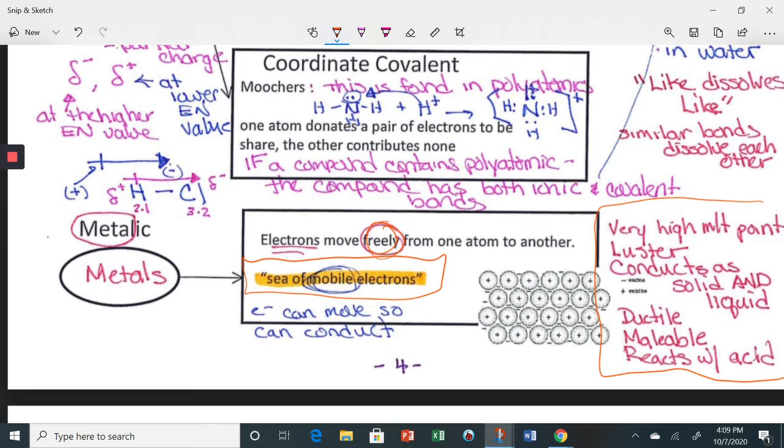You can pound them into shape, that's malleable. Wow, that's great for making a pan because you can pound it into the shape of whatever container you want to cook with. You want a wok, you pound it into a wok. You want a baking tray, you pound it into the baking tray. It can be drawn into a wire. Most of your electrical wiring is copper wiring in your house.